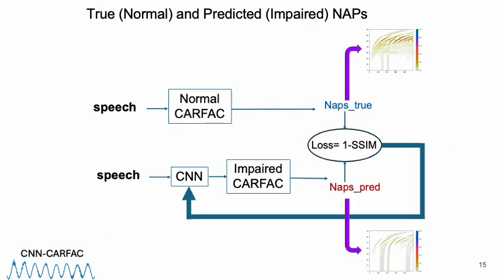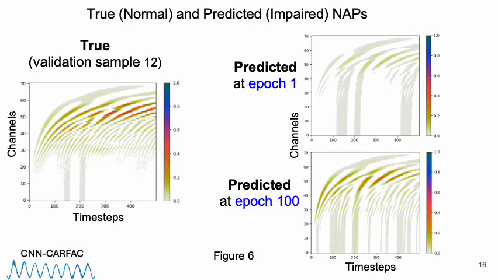So finally, we are going to look at both NAPs true and NAPs prediction. The left plot is the true NAPs for validation sample 12, and the right plots are the corresponding predicted ones. As you can see, the predicted neural activity pattern at epoch 1 is far from the true version, but when we move to the prediction at epoch 100, we can see that these two NAPs resemble each other.